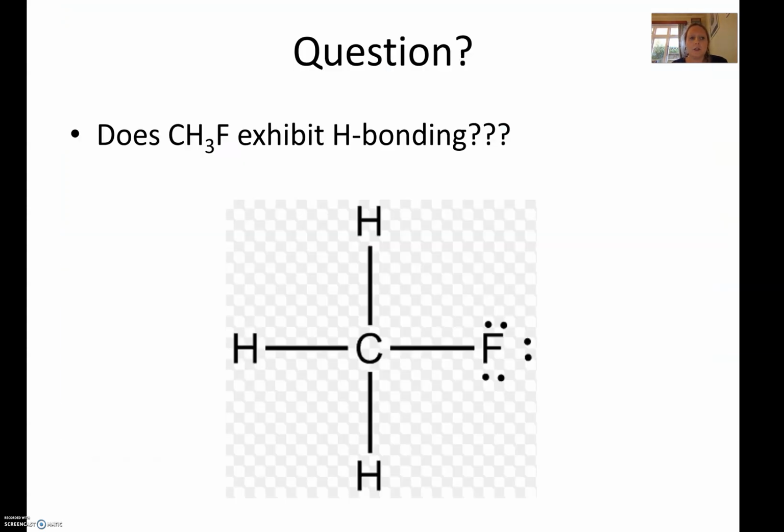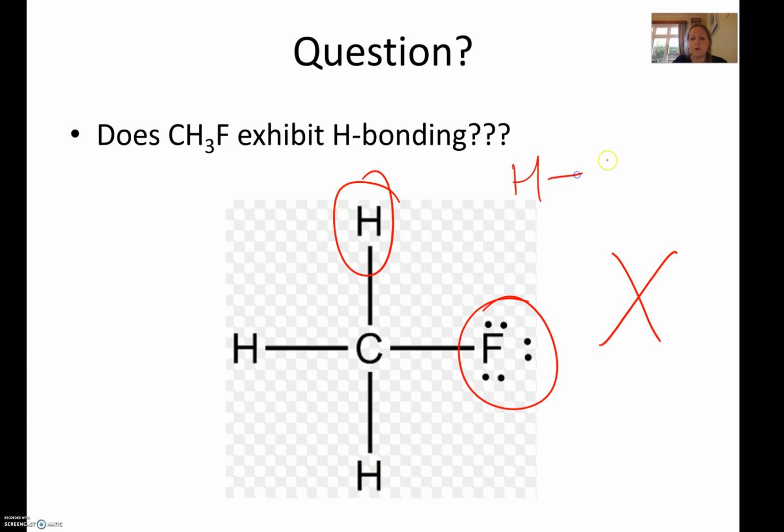So here's a quick question. I saw this in an NCEA exam at some point, and I was like, oh, great question. So does this exhibit H bonding? And the answer is, hopefully you're yelling it out to me, no. It trips up students because there are H's and F's in it, but it's not the H bonded to the F, and therefore it does not exhibit hydrogen bonding.